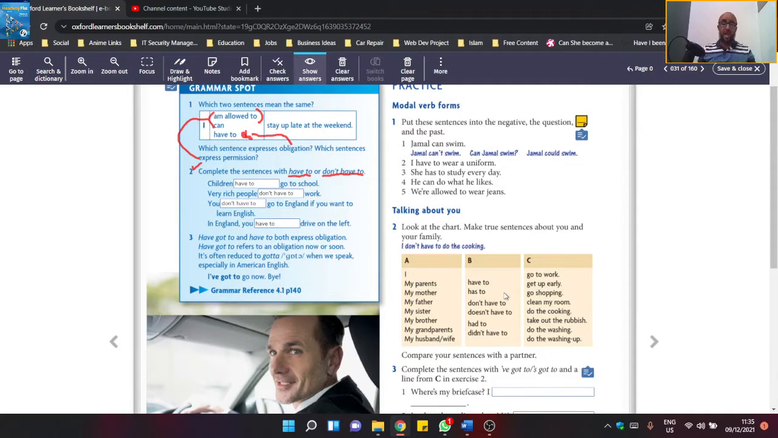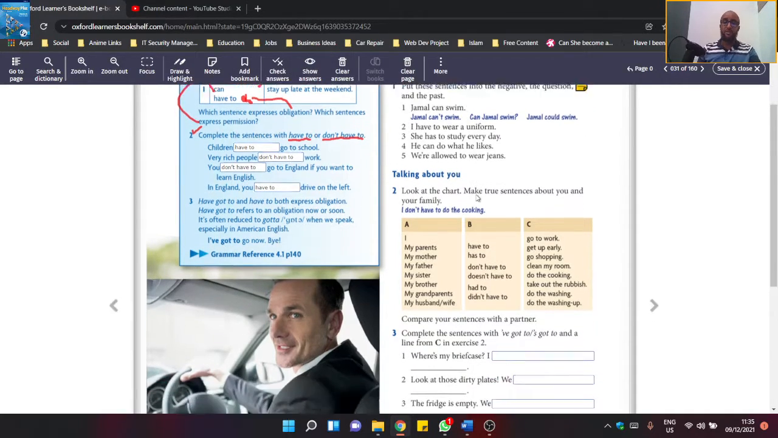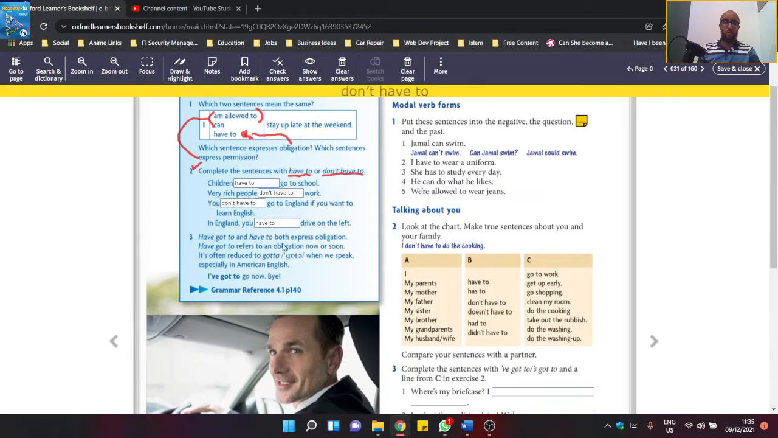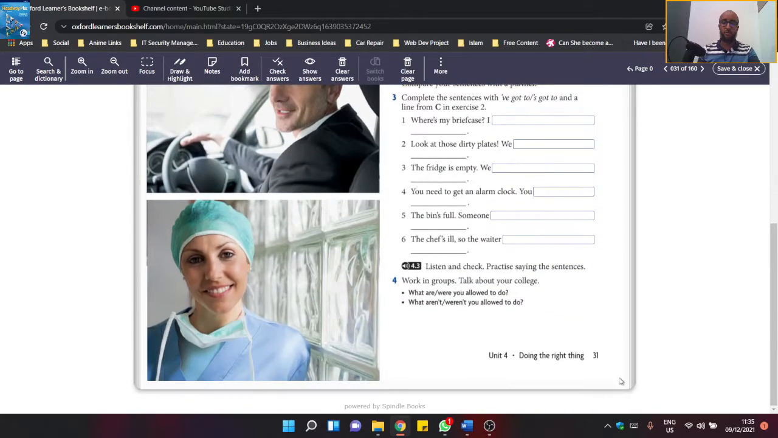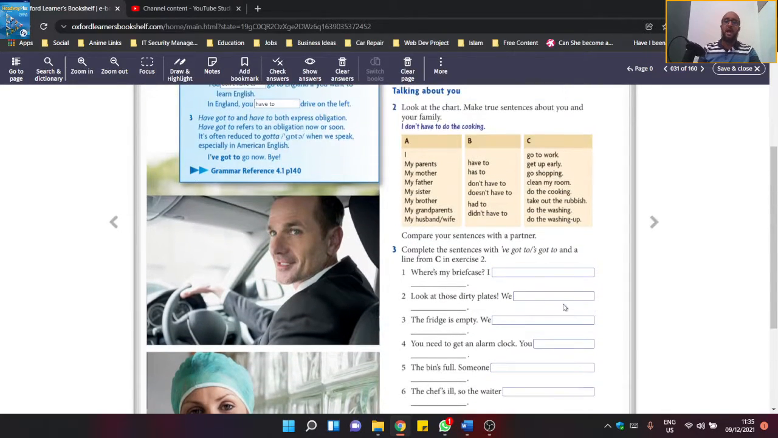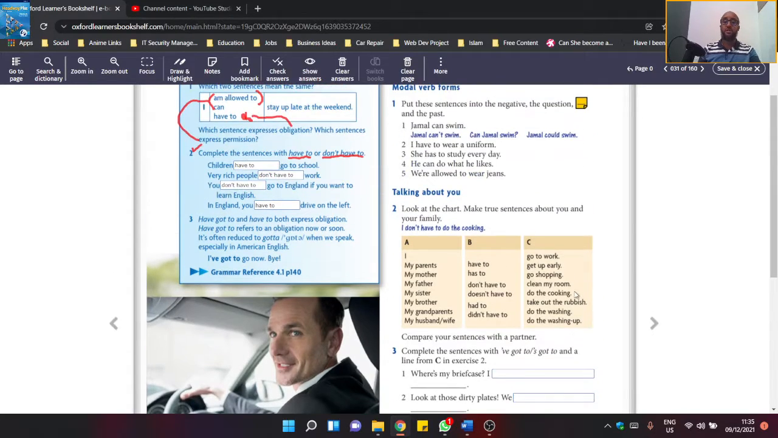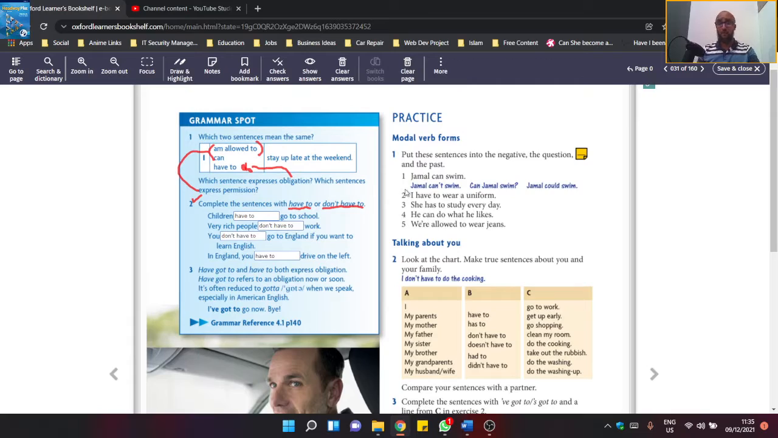So let me just close that and go to that. Right, so now you should be able to see my screen. If you remember, we did some of these exercises before. This was on page 31. Here we need to think about the form. How do we write the negative? How do we write the question form? And how do we write the past?